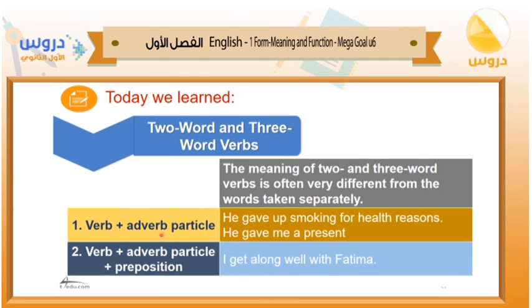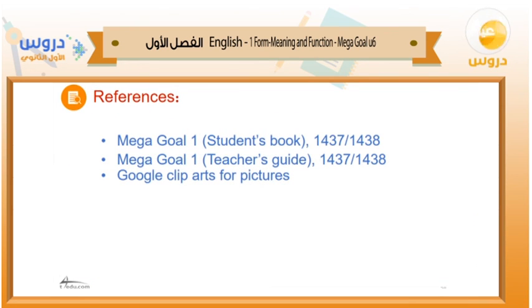And for two-word and three-word verbs, the meaning of two- and three-word verbs is often very different from the words taken separately. You can see, he gave up smoking for health reasons. He gave me a present. And the other form: I get along well with Fatima. And those were the references.